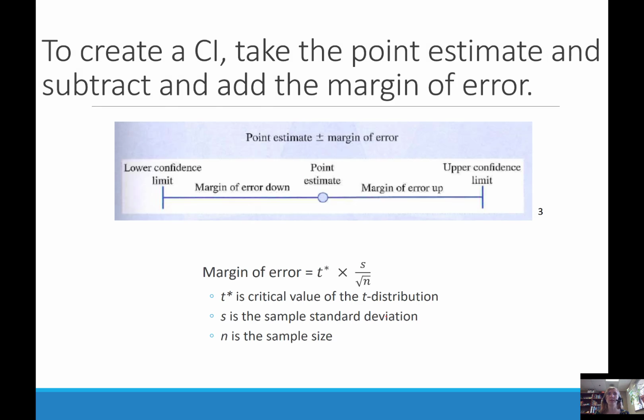Every confidence interval in this class will be constructed by taking the point estimate, our statistic, and adding and subtracting the margin of error to obtain the upper confidence limit or upper bound and the lower confidence limit or lower bound. The margin of error for a one-sample study is shown on the slide. T star times S divided by the square root of n, where T star is the critical value of the t distribution, S is the sample standard deviation, and n is the sample size.